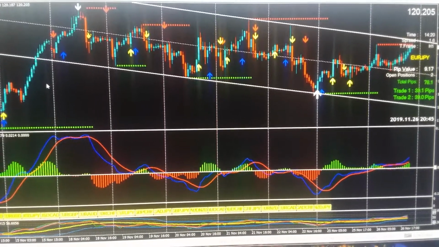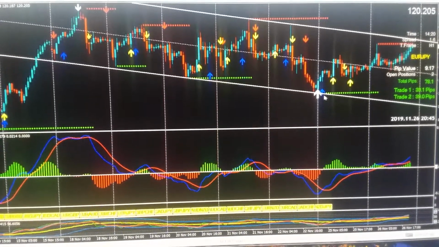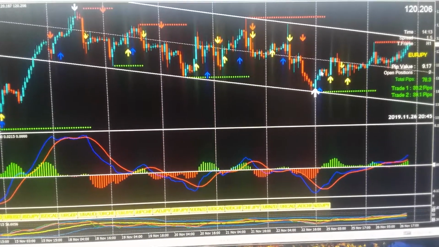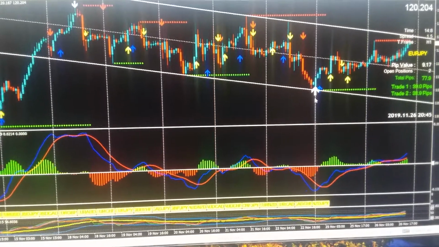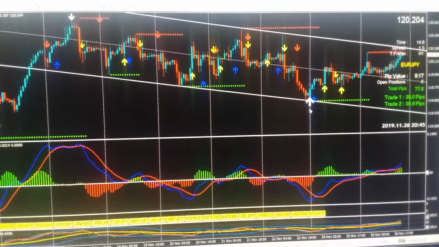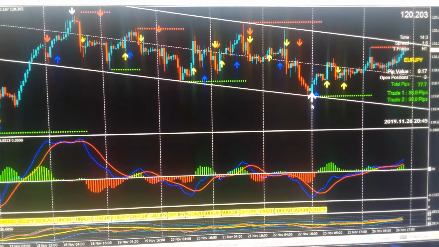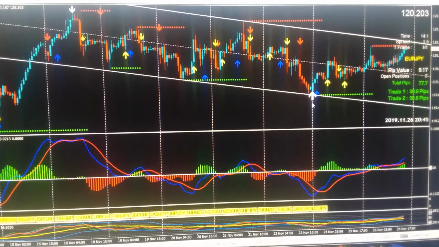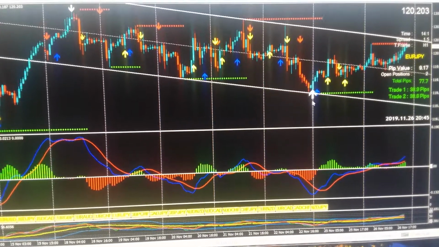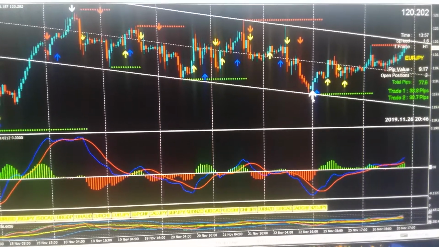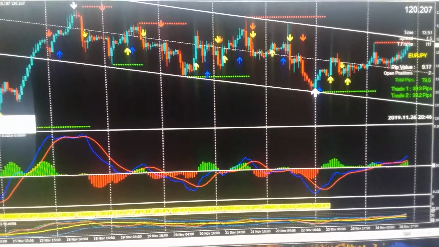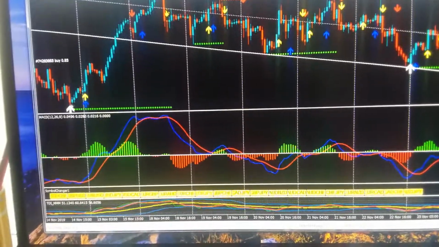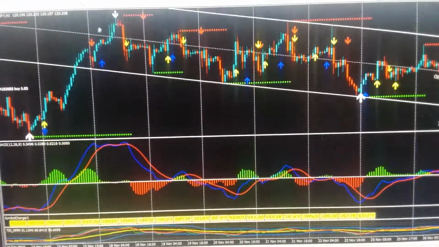The first arrow being a big arrow, what you see right here, a big arrow. Being able to identify a big arrow, because the big arrow tells you what direction the market is going in. The strongest position that you can take in trading anything is trading with the trend. And what the big arrow identifies is a change in trend. That's what the big arrow identifies.